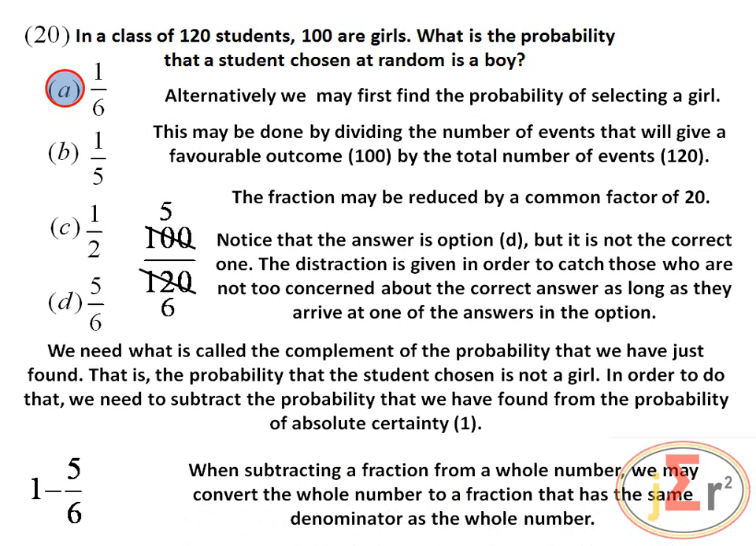When subtracting a fraction from a whole number, we may convert the whole number to a fraction that has the same denominator as the fraction. So we have 5/6 here, and this is 1 whole, and 1 whole is 6/6. Alright, so 6/6 minus 5/6 is equal to 1/6, which confirms our answer.